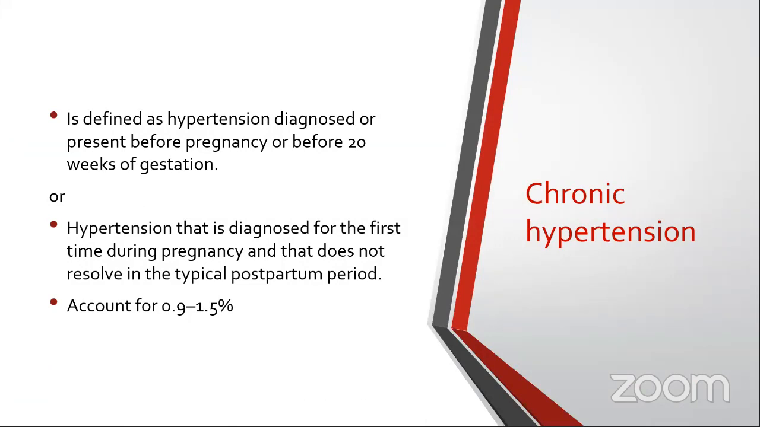Chronic hypertension is defined as hypertension diagnosed or present before pregnancy or before 20 weeks of gestation, or hypertension that is diagnosed for the first time during pregnancy and doesn't resolve in the typical postpartum period. In comparison to preeclampsia, which should resolve after the postpartum period, chronic hypertension will not resolve. It may also occur at very early gestation, accounting for 0.9 to 1.5%.